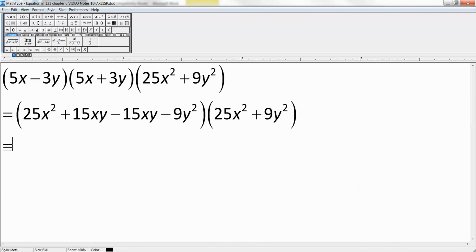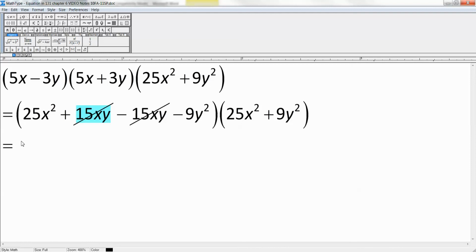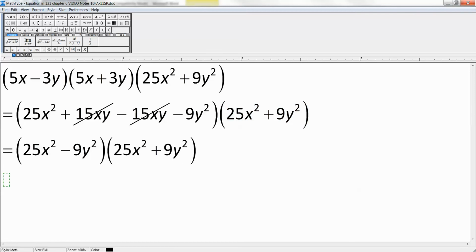Now again, this was not the only way to do this problem. This is just the fastest way, because what's going to happen is this is going to go bye-bye. Because you have plus 15, take away 15, that's all gone. Leaves you 25x squared minus 9y squared, and then times its conjugate right there. So you're still not done.